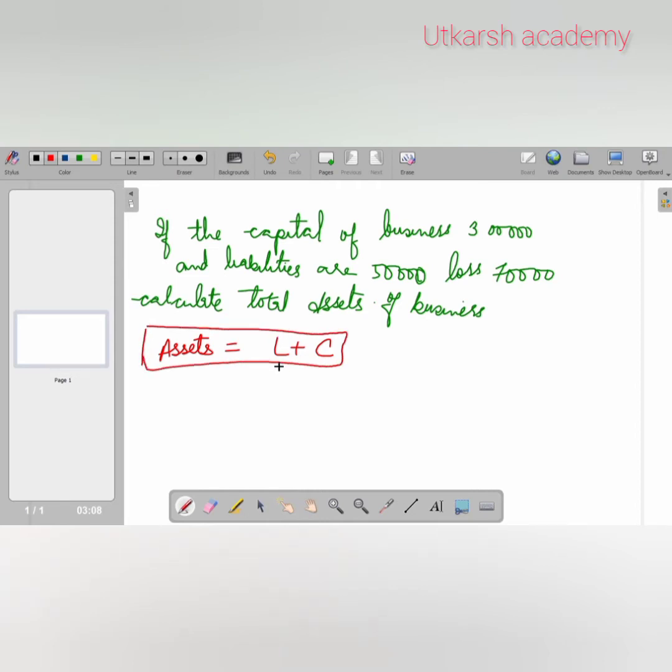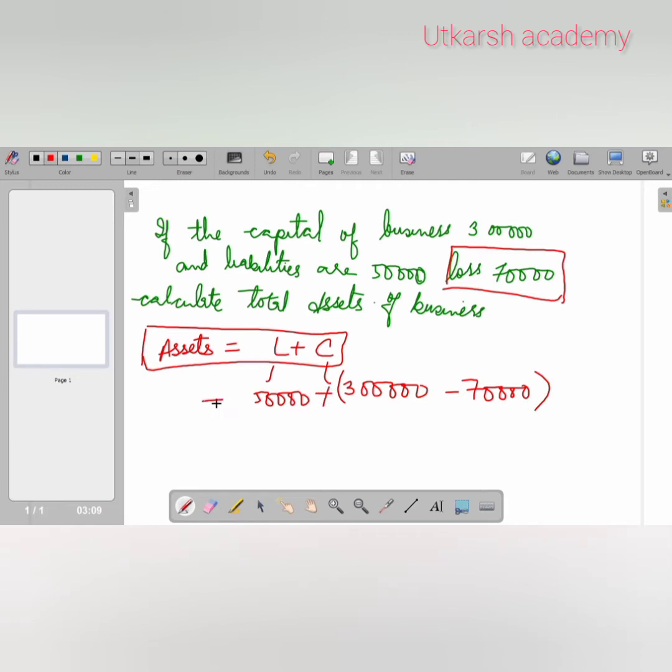So what we have to find here? Total assets. What is given? Capital is 3 lakh. Liabilities are 50,000. We have learned whatever the expenses or income will occur, we will add and subtract with the capital. So this 70,000 loss will be subtracted from the capital.